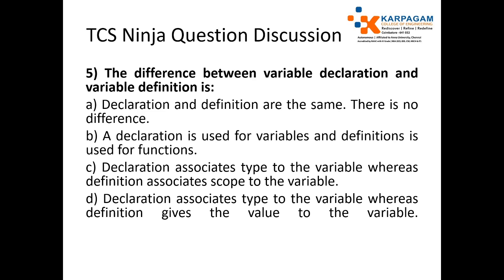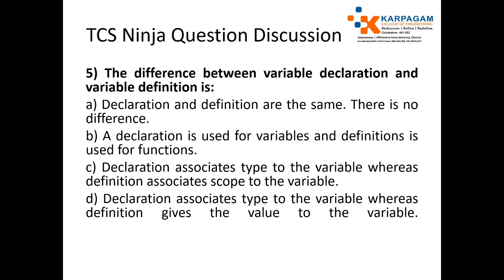Okay. Next, the question. The difference between variable declaration and variable definition is, first option, declaration and definition are the same. There is no difference. The declarations and definitions are different, so the first option is wrong. Second one is that a declaration is used for variables and definition is used for functions. That is also wrong. Declaration and definition are used for variables as well as functions. So the second option is wrong. The third option is that declaration associates type to the variable, whereas definition associates scope to the variable. Fourth option is declaration associates type to the variable, whereas definition gives the value to the variable. Fourth option is correct.